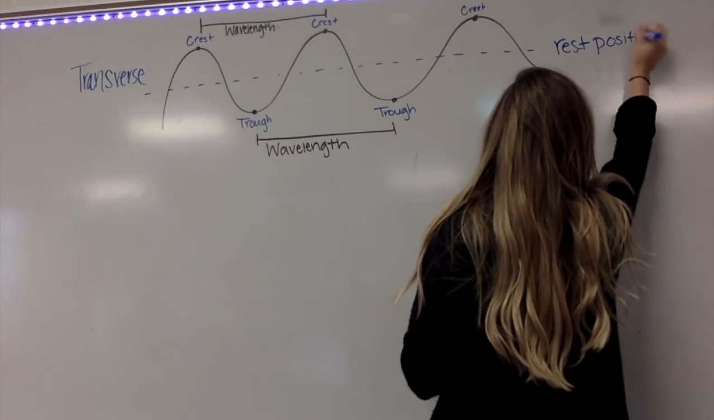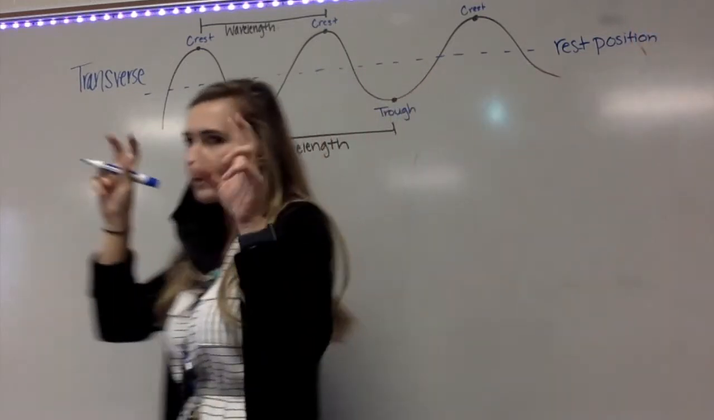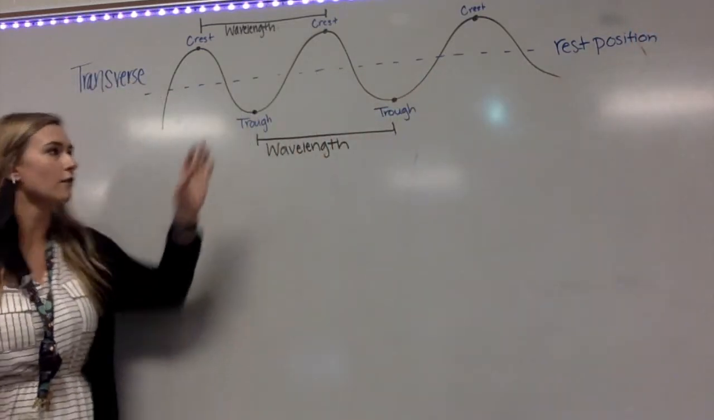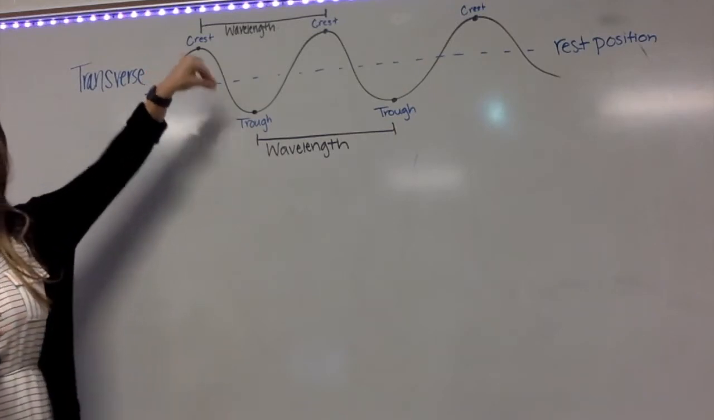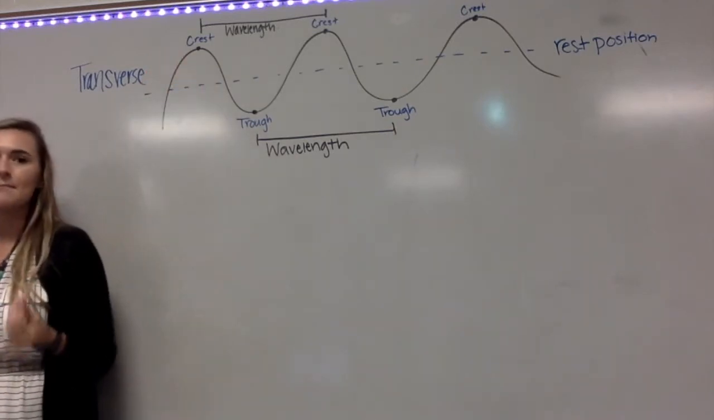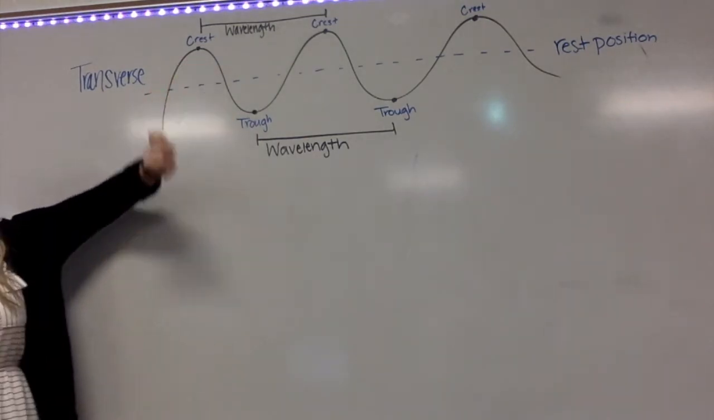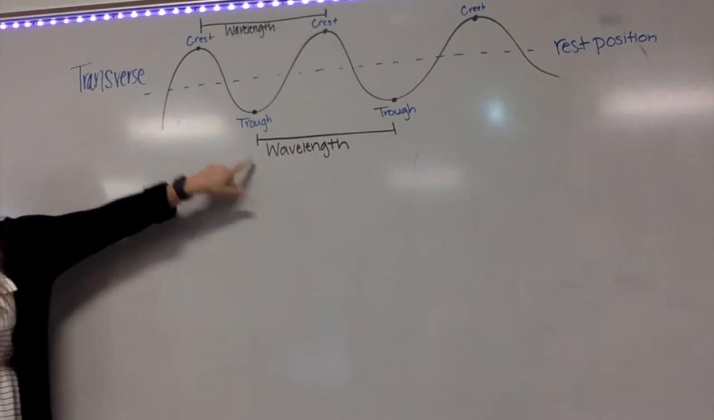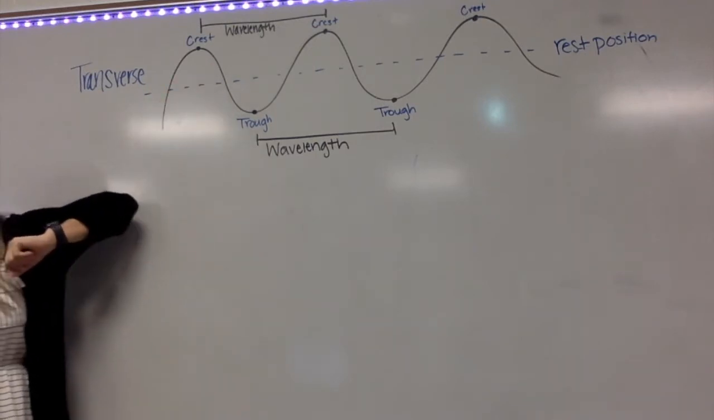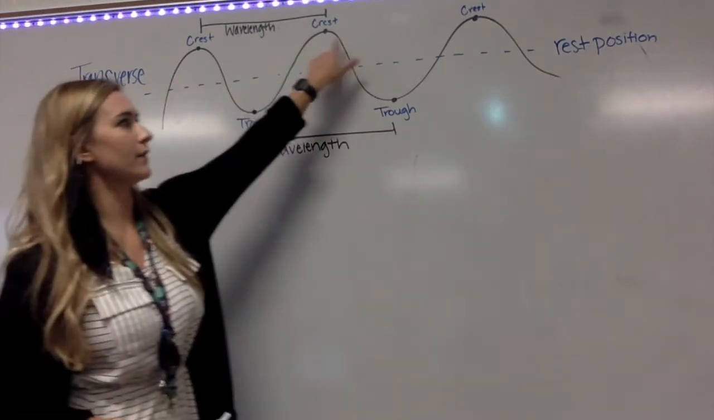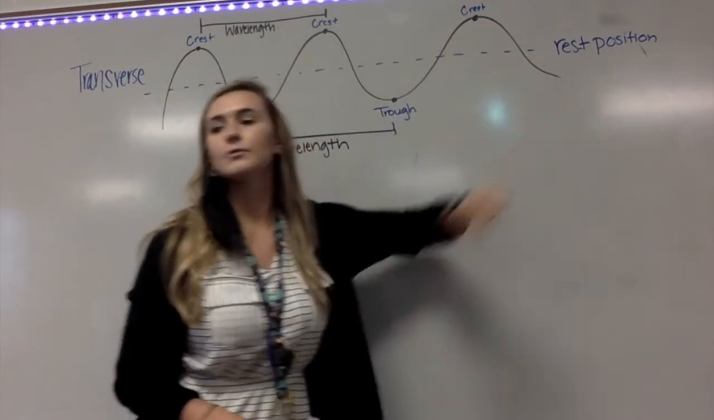And I remember rest position because I'm like, well, if I turned this wave off, like if there's a way for me to just turn it off, I feel like it would just shut in the middle. So it's that meeting spot in the middle, the very center of the wave. So as of right now, you should have labeled your crest, you should have labeled your trough, you should label those two wavelengths that we see, and then this could even be a wavelength too. And then label your rest position.